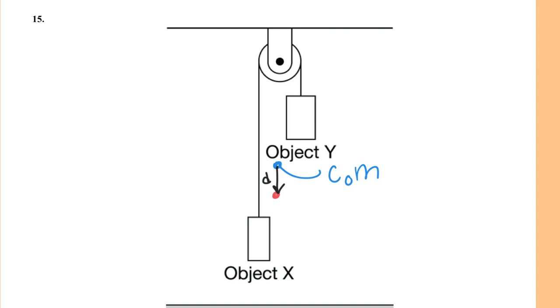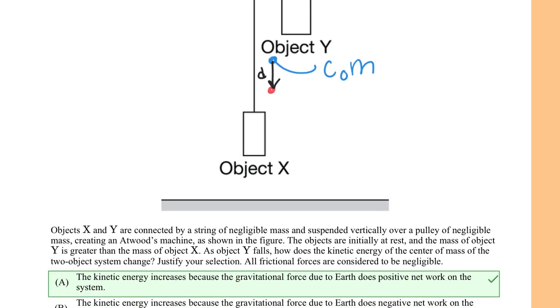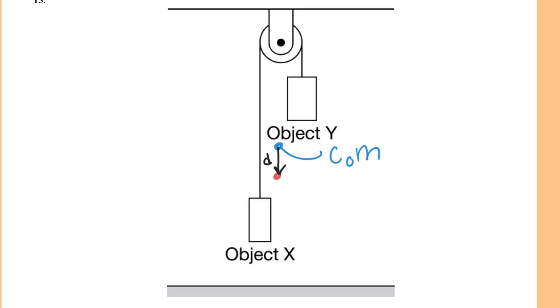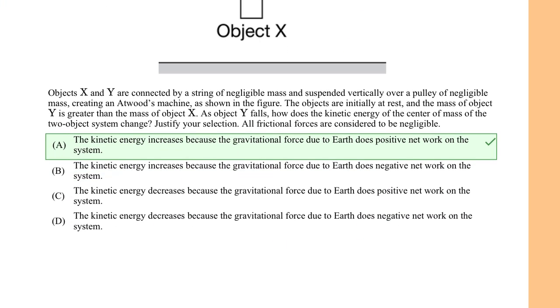We also need to figure out if gravitational force will do positive or negative work. So these are my answer choices. We need to figure out if gravitational force does positive or negative work. We also need to figure out if kinetic energy increases or decreases. Well, we already know that kinetic energy will increase because the object starts from rest and then increases in speed. So we can just mark out C and D.